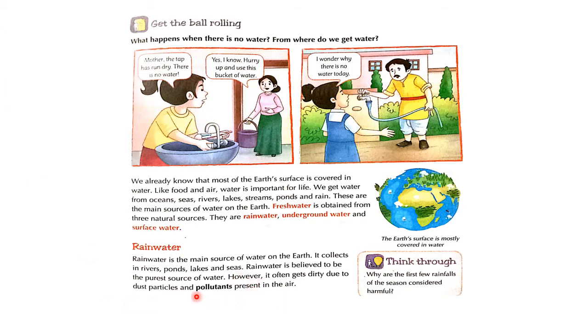Now children, what do you mean by pollutants? A pollutant is a substance that makes water or any other thing polluted, or unsafe for us to use. Now children, we will try to solve some questions, and we will continue with our next topic, that is underground water.